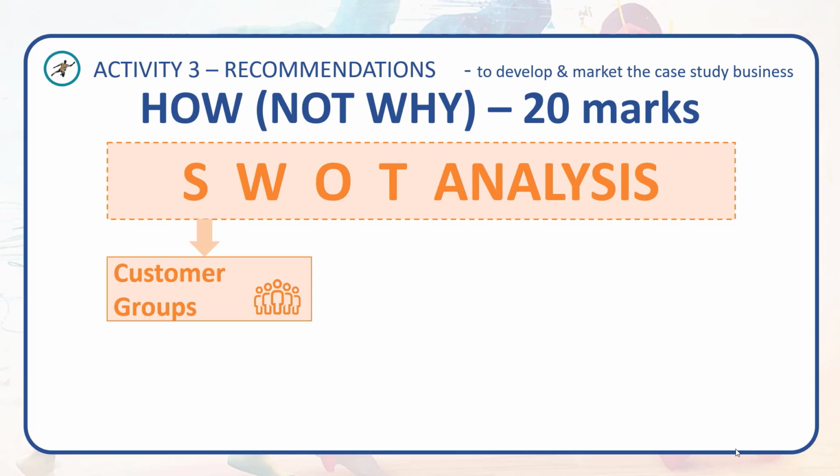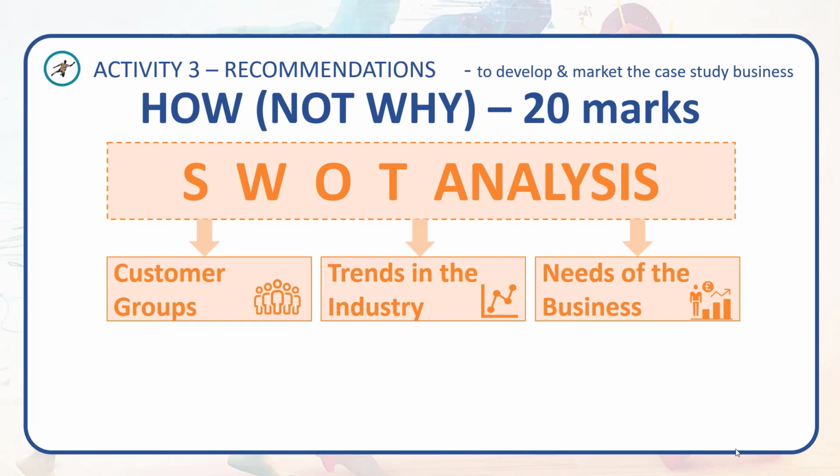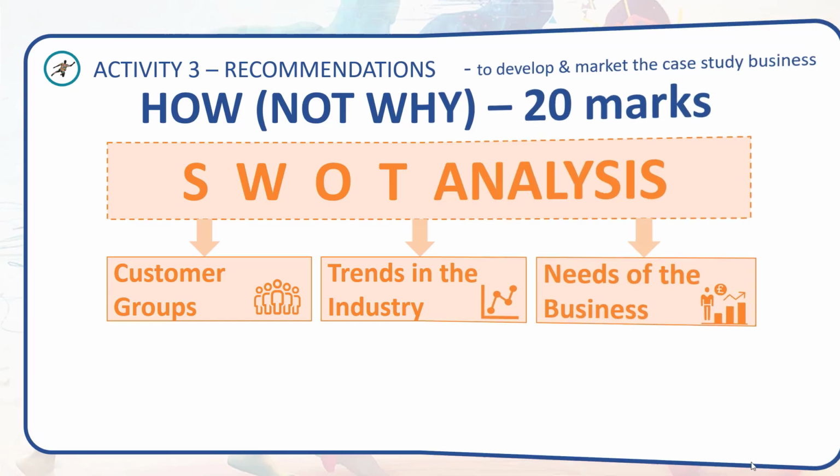The 3 broad categories. The first of which you can see there is customer groups. The second is trends in the industry, and the third is needs of the business. Now, the brilliant news for us as teachers and for your students is that every time the exam is set, this criteria remains the same. So we know that for activity 3, for recommendations, they will be asked to write about customer groups, trends in industry, and needs of the business, and that will always be the same.